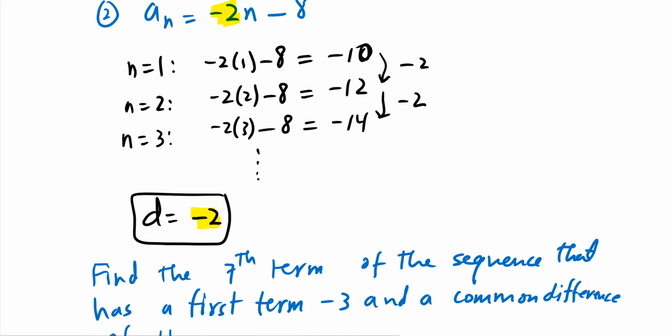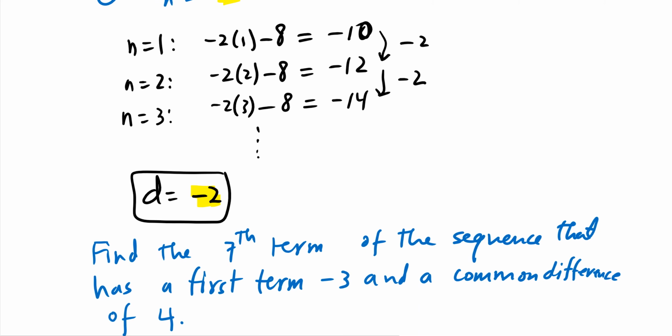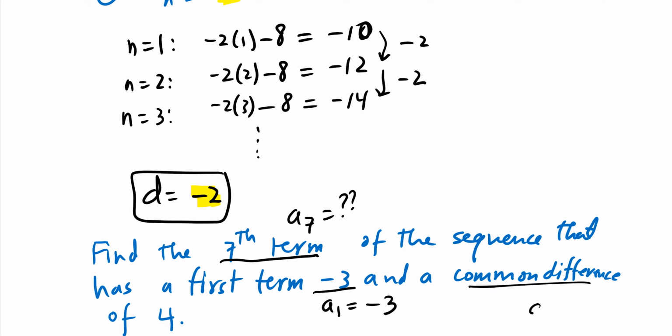Now, they can make it a little bit more challenging. They ask us, find the 7th term. So the 7th term means a sub 7. What is that of the sequence that has a first term a1 of -3, and the common difference d is 4? So these are all the information they give us. They give us d is 4, a1 is -3. They want us to find a7. When they talk about common difference, automatically it means it's an arithmetic sequence.